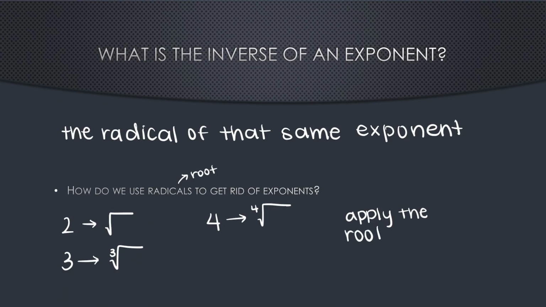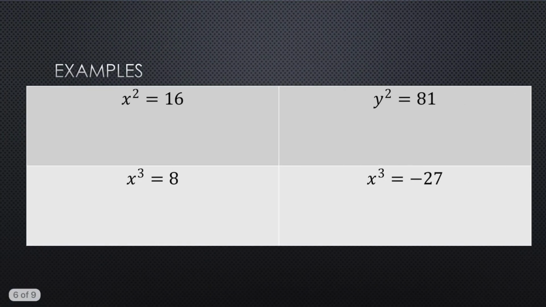Okay, so let's do some examples so that makes more sense. In the first one, we have x squared equals 16. Since the exponent is 2, we would need to square root both sides, since the golden rule of mathematics is you do to one side, you do to the other. So that gets rid of the square. If I square root both sides, it gets rid of the square because they're inverses. So now we have x equals 4 or negative 4.